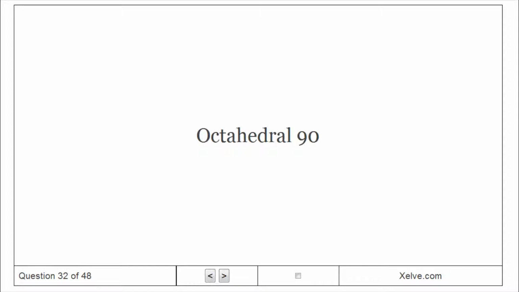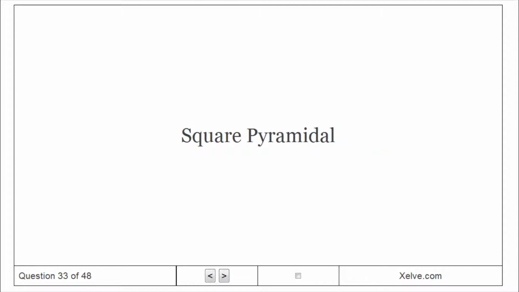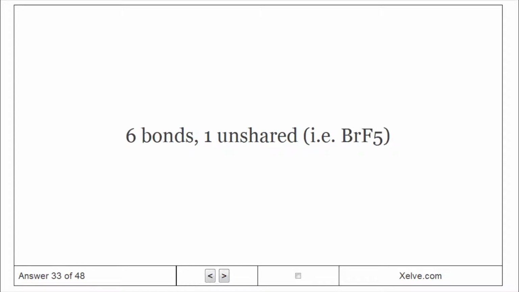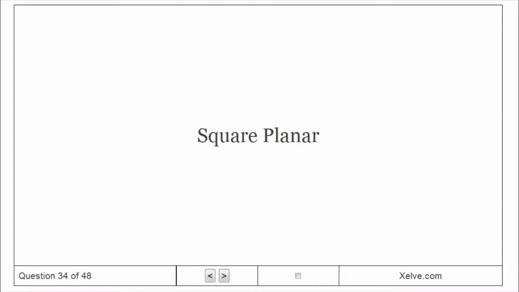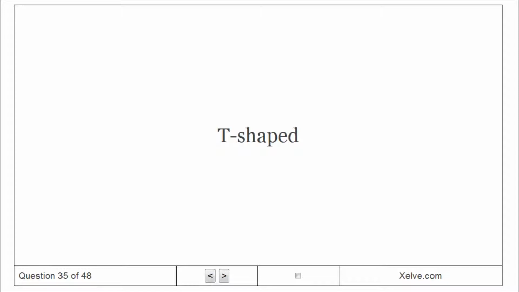Octahedral 90: 6 bonds, 0 unshared. Square pyramidal: 6 bonds, 1 unshared. Square planar: 6 bonds, 2 unshared. T-shaped: 6 bonds, 3 unshared. Linear: 6 bonds, 4 unshared.